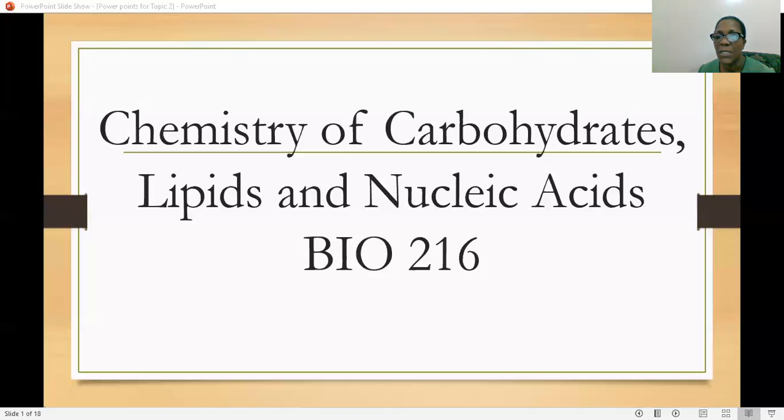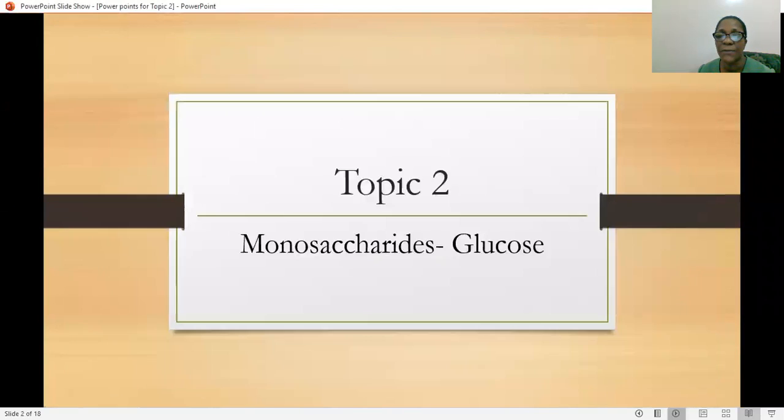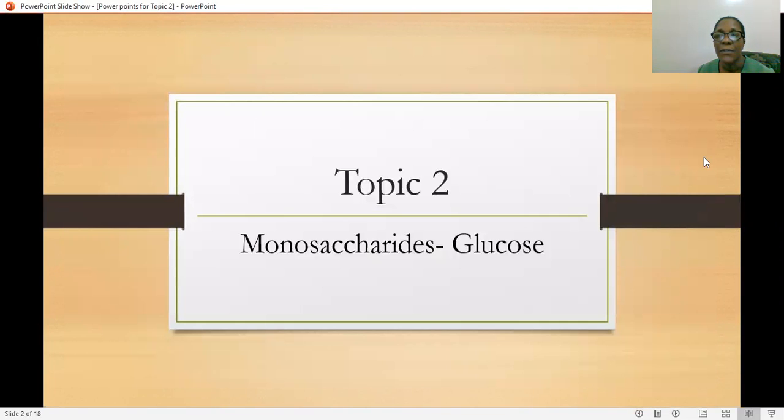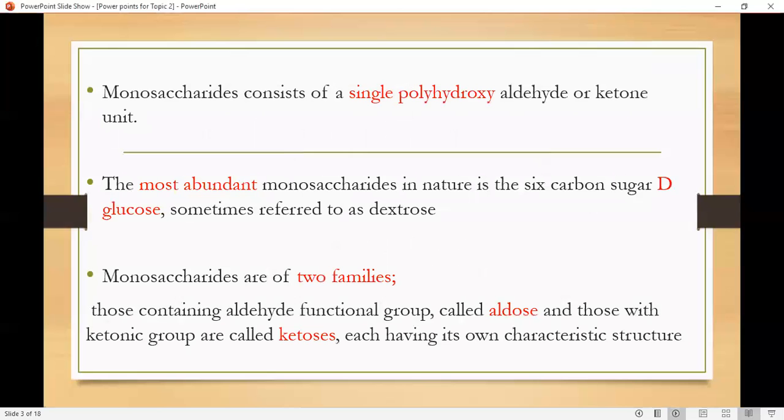What do we mean by monosaccharides? Monosaccharides, like we defined last time, we're able to say that carbohydrates are polyhydroxy aldehydes or ketones. So monosaccharides are single polyhydroxy aldehyde or ketone units. And the most abundant monosaccharide in nature is D-glucose, also referred to as dextrose.